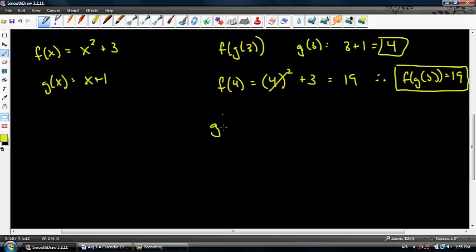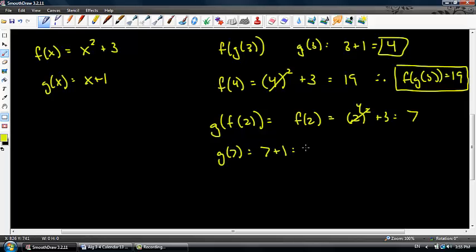How about g of f of 2? Well, f of 2 is 2 squared plus 3. 4 plus 3 is 7. So g of 7 is 7 plus 1, which is 8. So we can say, therefore, g of f of 2 is equal to 8.